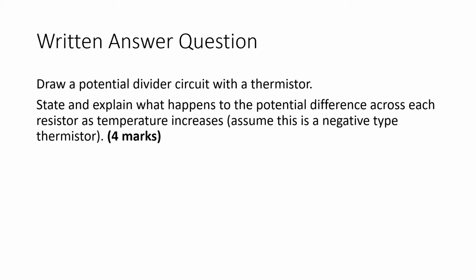So this is a question I'd like you to try writing the answer to. Draw a potential divider circuit with a thermistor. So you're going to have a resistor and a thermistor in your circuit. State and explain what happens to the potential difference across each resistor, so the fixed resistor and the thermistor, as temperature increases. Assume this is a negative type thermistor, so as we've just been talking about, the type where the resistance increases as it gets dark. Alright, so pause the video, have a go at that. It's a 4-mark question, so it will be 1 mark for the circuit diagram, and 3 points are going to be needed to explain what happens.